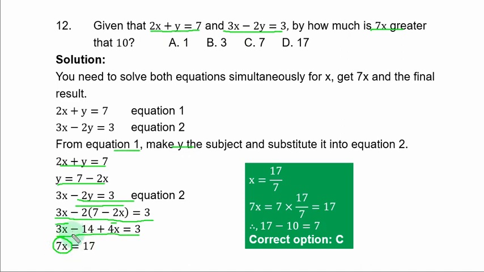If you transfer minus 14 to the right hand side and add it to 3, you have 17. Divide through by 7, you have s equal to 17 over 7. So 7s is equal to 7 times 17 over 7, and that is 17. So you subtract 10 from 7s to know how much 7s is greater than 10. So you have 7s is 17 minus 10 equal to 7. C is the correct option.